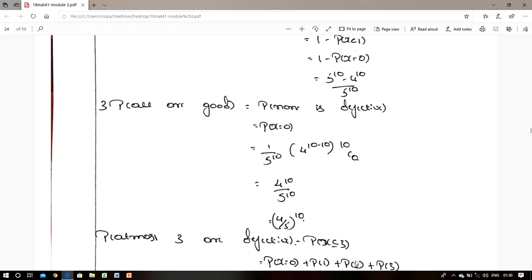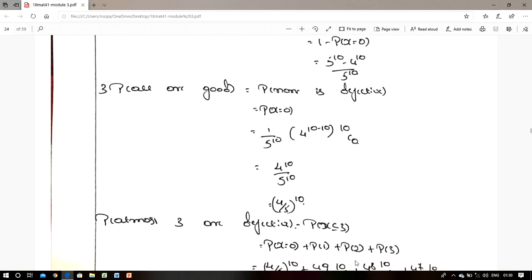Next we come to the third condition: all are good. All are good means we are talking about only the defective part, so no defective, which means x is equal to 0. Simplifying here, we get 4 by 5 whole to the power of 10.